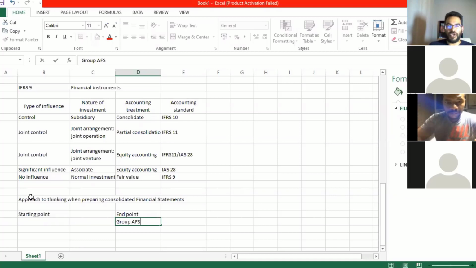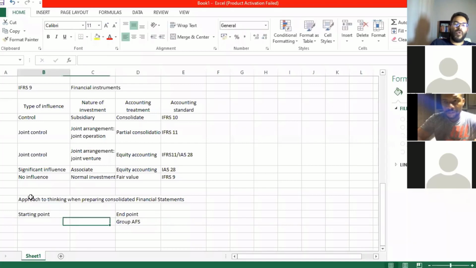That's important to know. The next important thing, in no particular order, based on my explanation, is the starting point. Okay, what is the starting point? And this is critical. I'll tell you why it is critical.